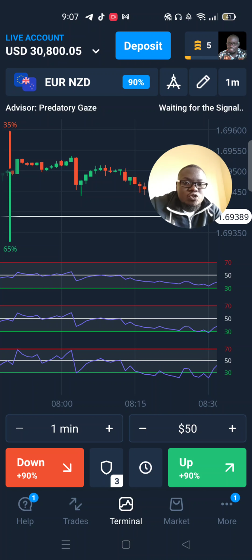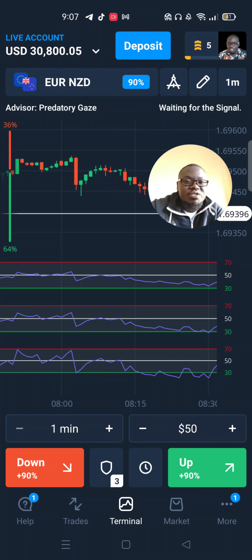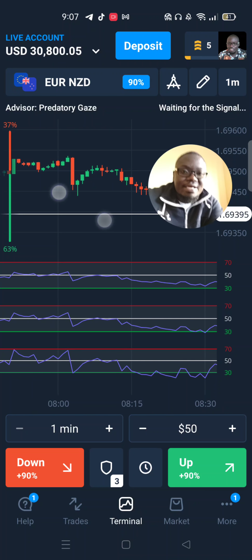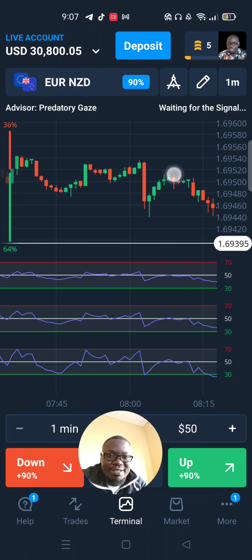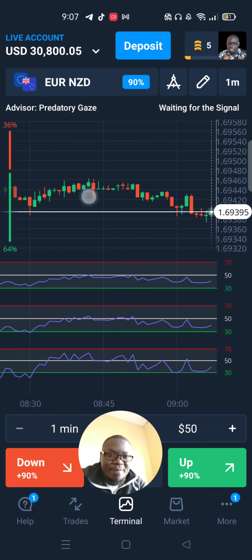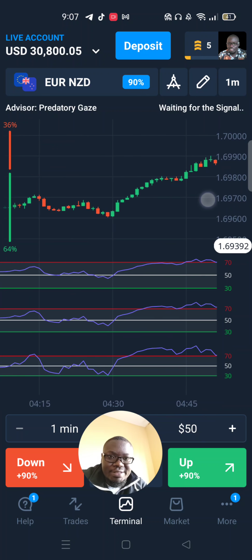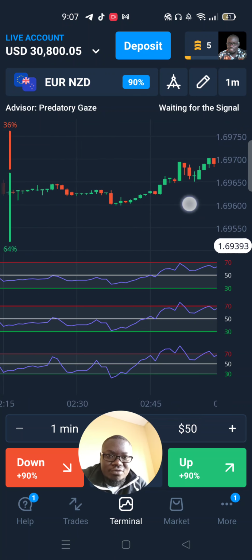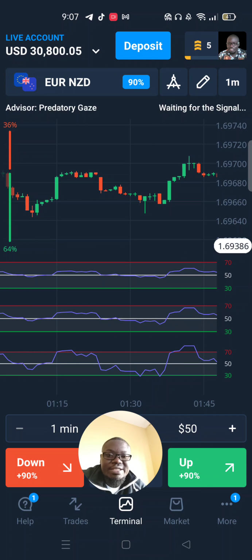So you can also use this strategy alongside the support and resistance strategy. If you've watched our previous videos on how to set support and resistance, then good for you. If you haven't, we can still do it roughly. Let's just find a suitable place to set up support and resistance. So we can set it up here.